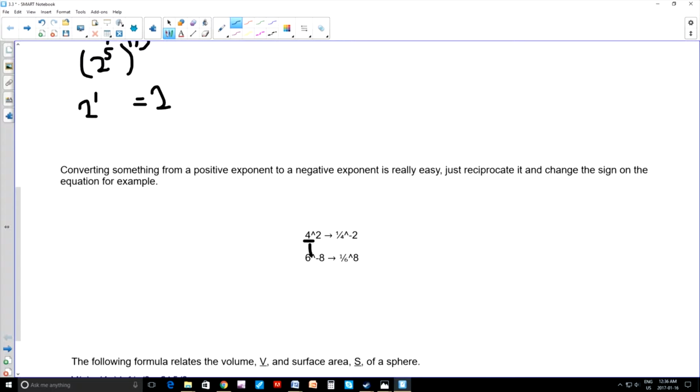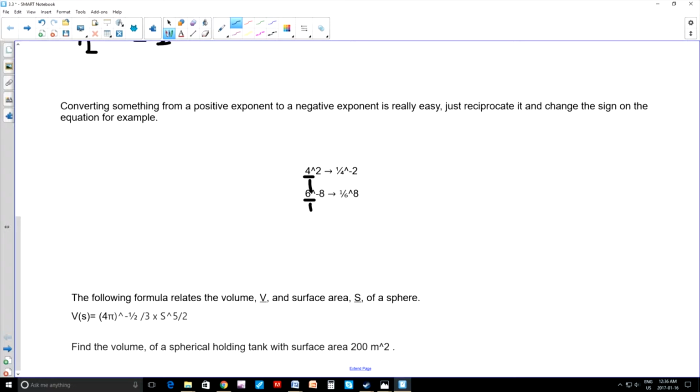6 to the power of negative 8 will be 1 over 6 to the power of 8, because once again, 6 is 6 over 1. Flip is 1 over 6. Change the sign. According to the rule, that's what you do. Then it'll be 1 over 6 to the power of 8. Moving on to the word problem.